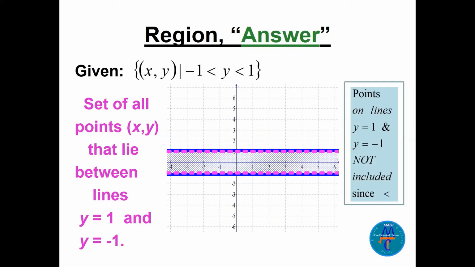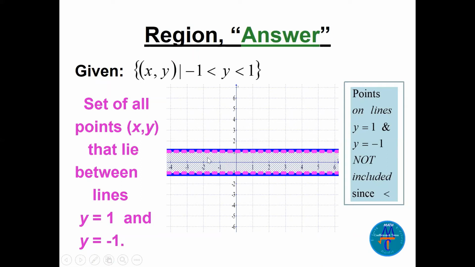That's the sketching. Why did I put dashed lines here? See dashed lines? Because the lines are not included. There is no equal here. At the minus 1, there is no equal. If 1 is equal, then I put solid line. See the points on the lines, Y equals 1, Y equals minus 1, not included because we have less than here. Dashed.